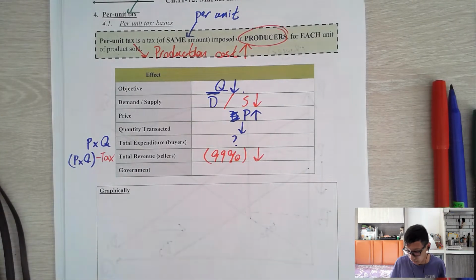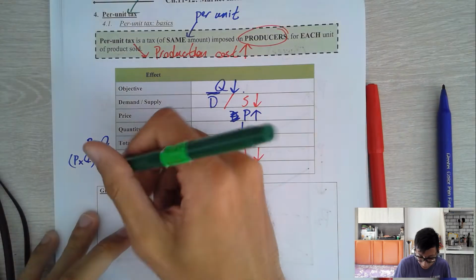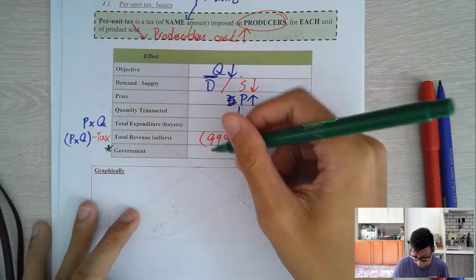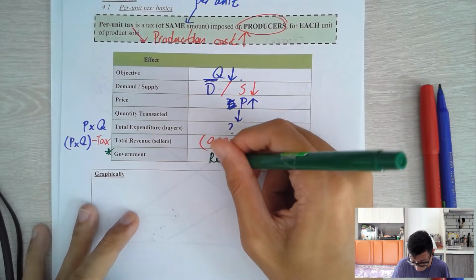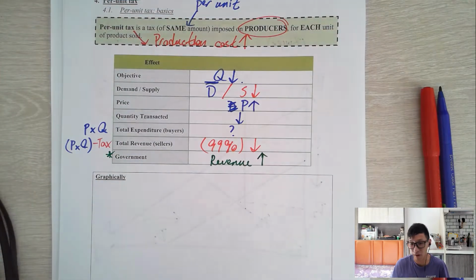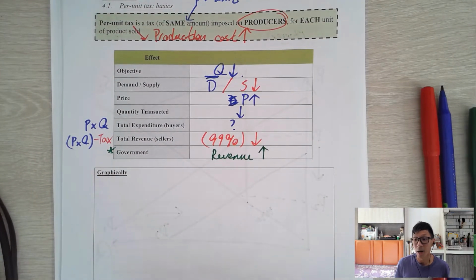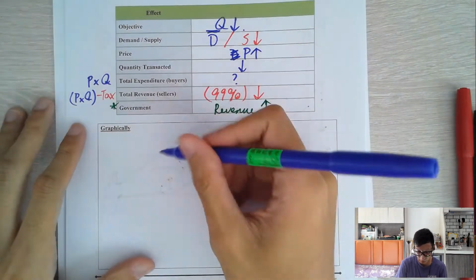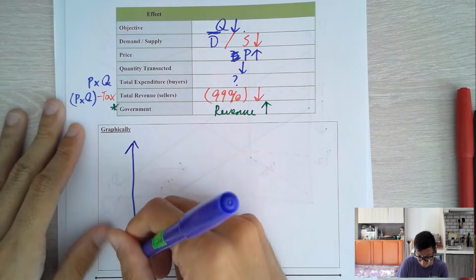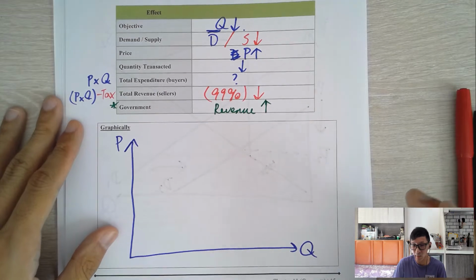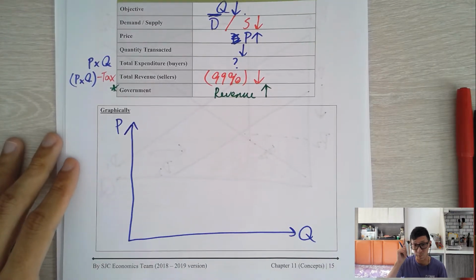And this time there is one more player in the market. We call it the government. Government would actually receive revenue. Government revenue would increase. Graphically, it is also not easy. Let's go slowly, okay? It will become harder later, but for now, for the basic part, let's just stick with what we have.